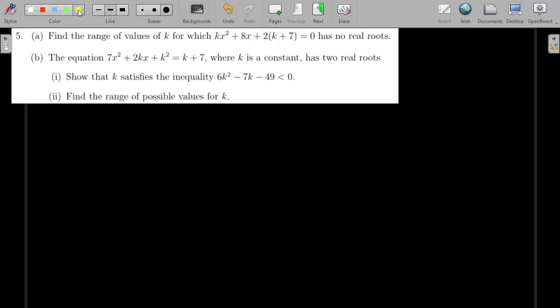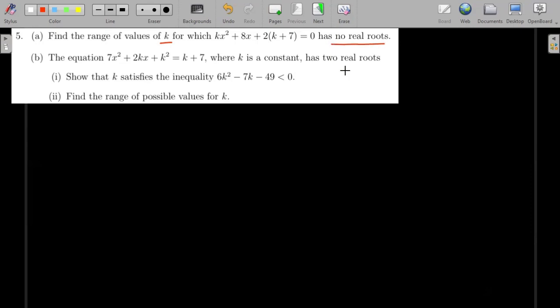So let's move together, okay? If you do not understand, please ask. So question 5a, they're saying find the range of values of k for which kx squared plus 8x plus 2k plus 7 equals 0 has no real roots.